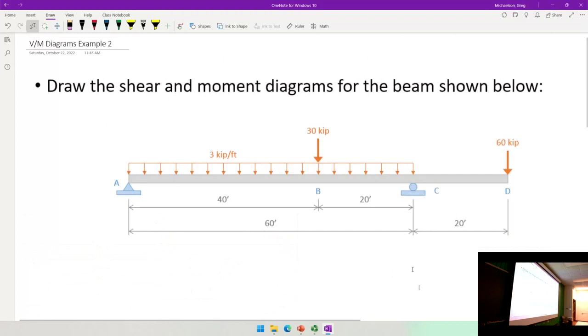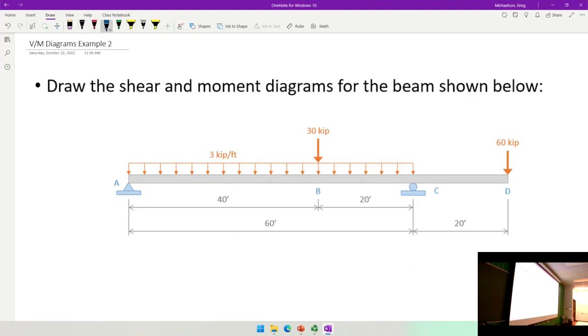Okay. So what we're going to do is draw the shear and moment diagrams for this structure. This one's obviously a little bit more involved than the last one. I decided to ramp it up a little bit because not only do we have concentrated loads, but now we've got this distributed load that we need to deal with. We have 3 kips per foot over a total distance of 60 feet. We've got a hinge support and a roller support. So we need to go ahead and handle each of these, first by determining the support reactions.